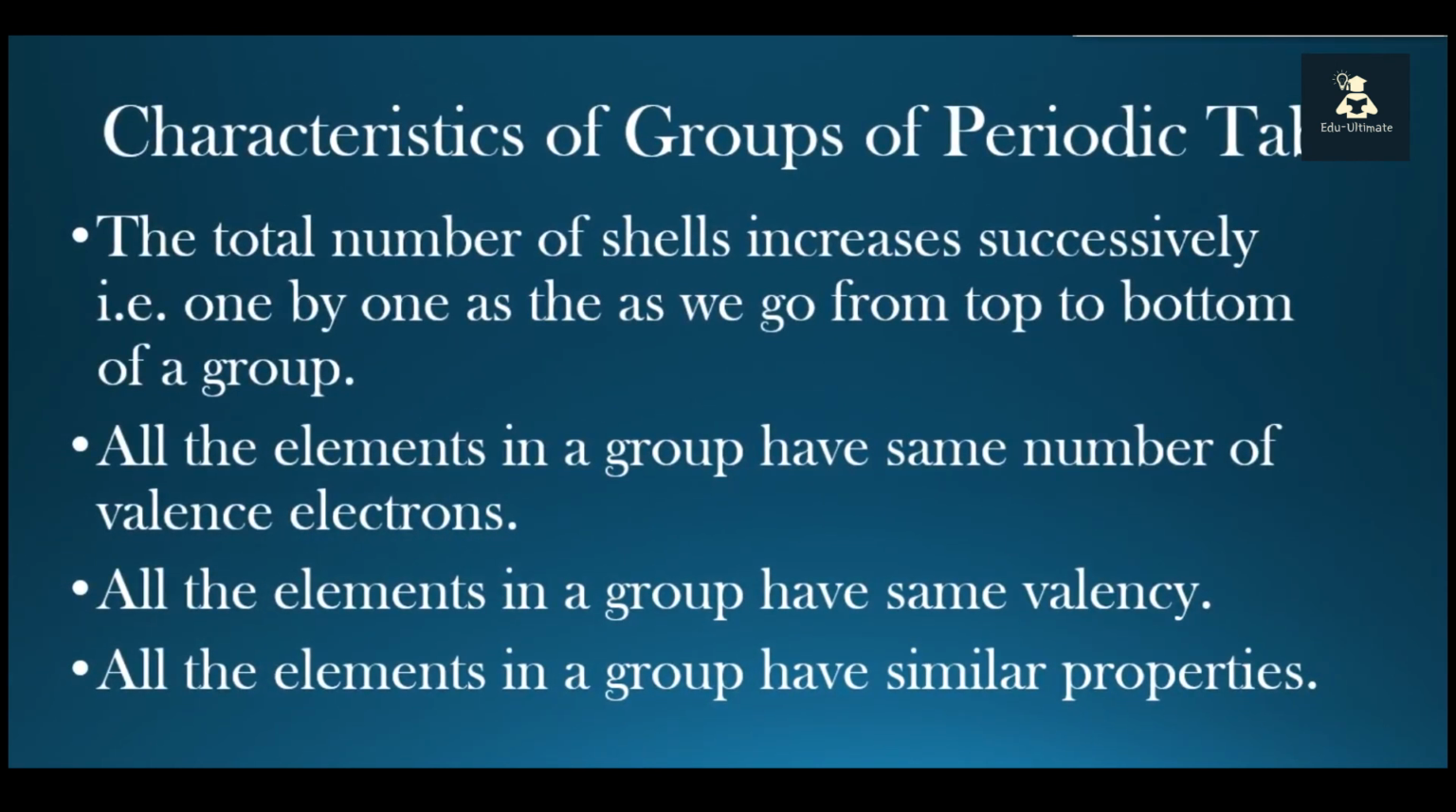Characteristics of groups of the periodic table. The total number of shells increases successively, that is, one by one, as we go from top to bottom of a group. All the elements in a group have the same number of valence electrons. All the elements in a group have the same valency, and all the elements in a group have similar properties, that is, chemical properties.